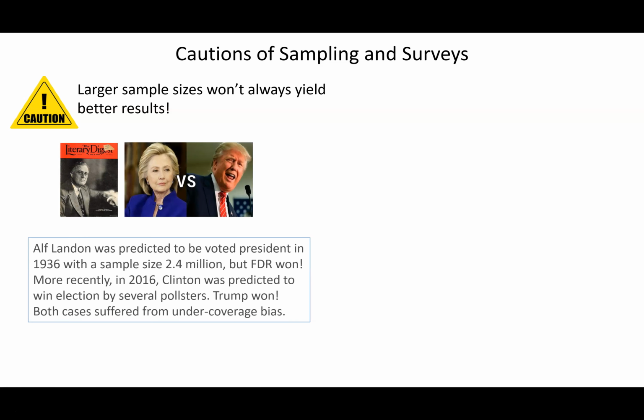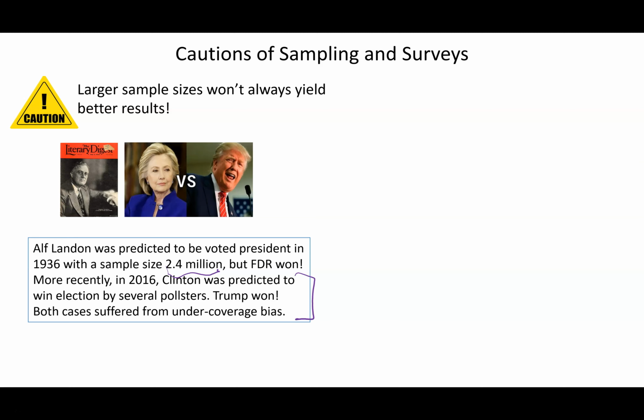So, a few examples. Alf Landon, because how many of us have heard of Alf Landon? They were predicted to win the presidential election back in 1936. And clearly they didn't win. Actually, FDR won. And they had a huge sample size, 2.4 million. But FDR, Franklin Delano Roosevelt, won the presidential election that year.